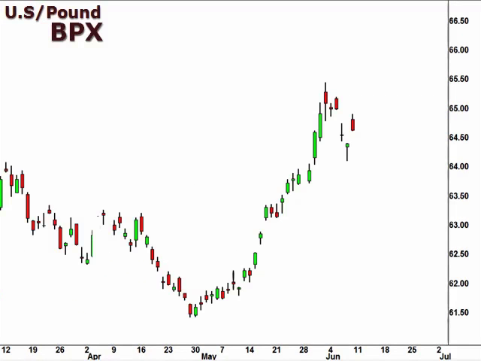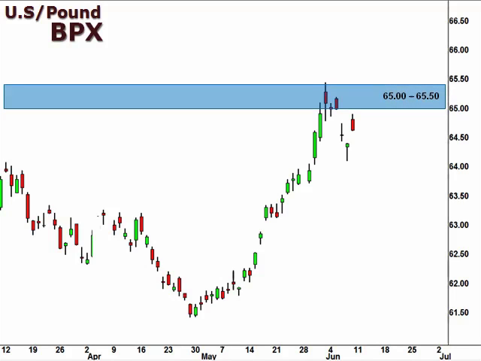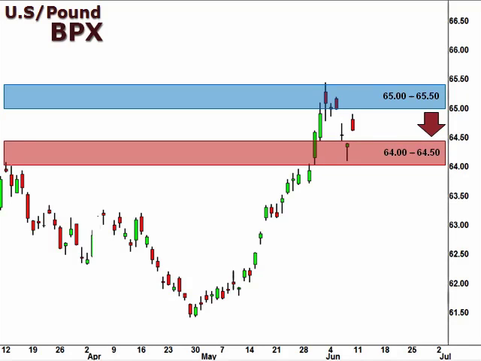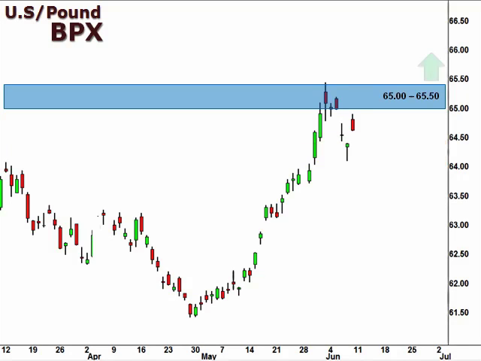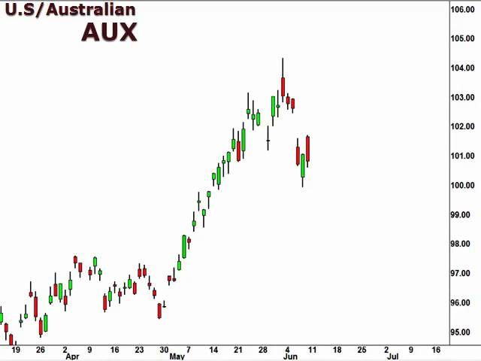Let's take a look at the BPX, the US dollar versus the British pound. Well, the 65.5 level remains a key resistance zone for the BPX, and we are open to a retest of 64.5 for support. A break above 65.5 opens the window for a continuation higher.